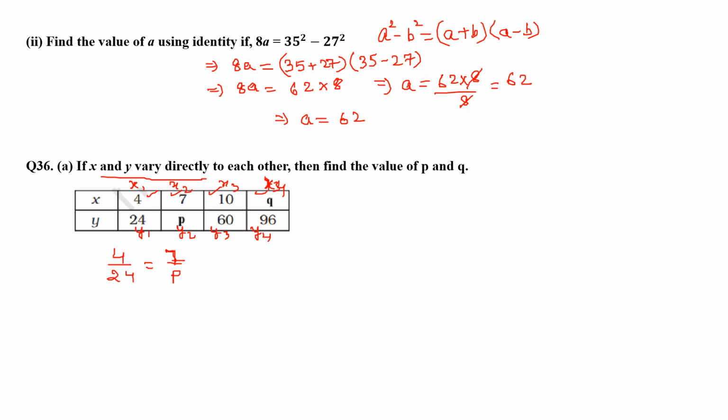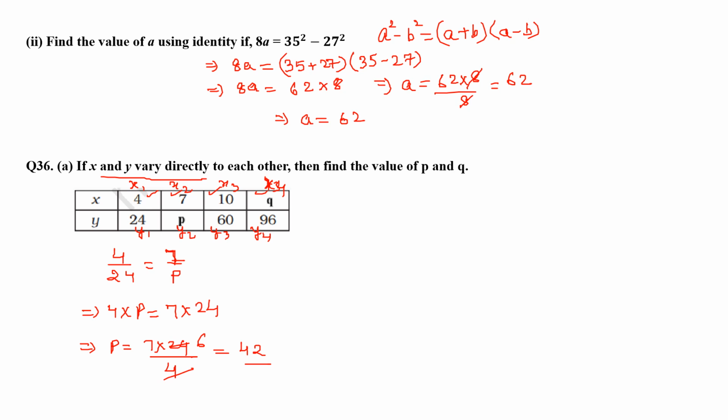Now cross multiply. So it will be 4 into p equal to 7 into 24. Now to find the value of p, transpose 4 to the other side. So it will be 7 into 24 divided by 4. And 4 times 6 is 24. So 7 sixes are 42. So the value of p is 42.